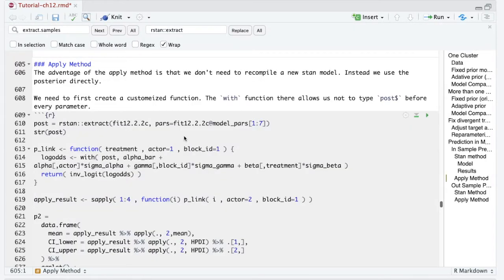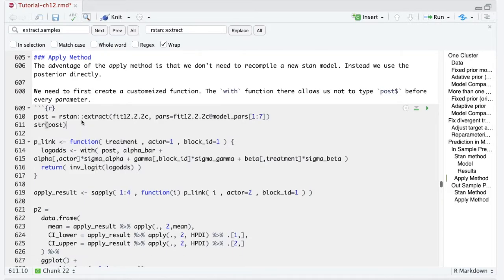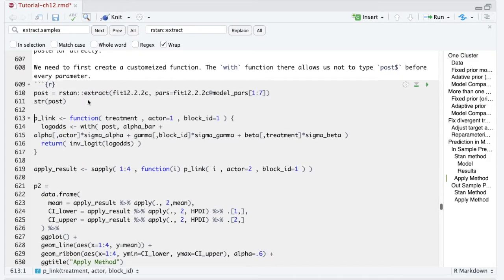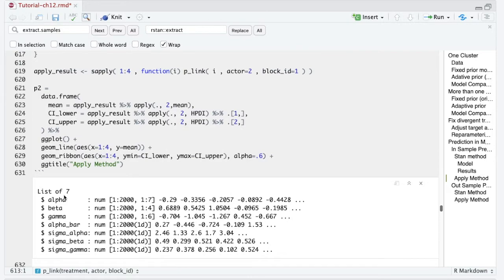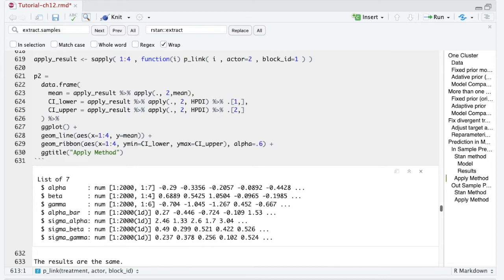The advantage of the apply method is that we don't need to recompile a new Stan model when we are doing in-sample prediction or out-of-sample prediction or anything else. Instead, we can just use the posterior output directly. First step is to use another way to extract the samples from the Stan output. Before, we just used the as.data.frame function, but here we need to use the extract function from rstan. The output of rstan extract is a named list. You can see now different parameters are stored in separate data frames, unlike the output of the as.data.frame function, where the output is just one table containing all different parameters.